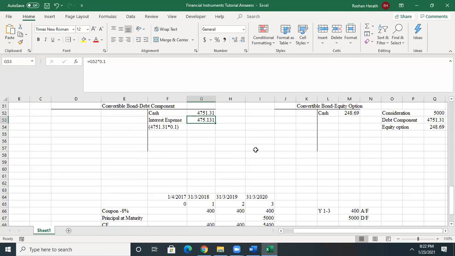Then we've been discussing what is amortized cost. It says that amortized cost is: take the amount outstanding at the beginning of the period, then add the interest expense at the effective interest rate and deduct the coupon. Then it says deduct the coupon.